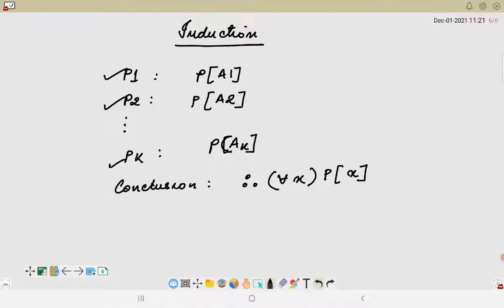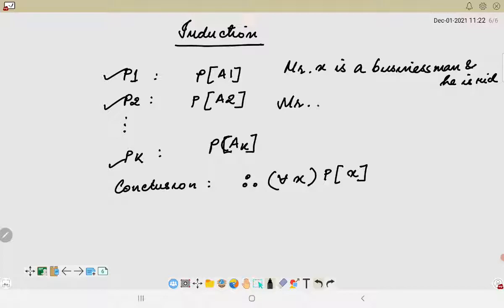Okay, so suppose premise number 1 is, let's say, Mr. X is a businessman and he is rich. Premise number 2 is also, Mr. Y is a businessman and he is rich. Let's say the last one, Mr.